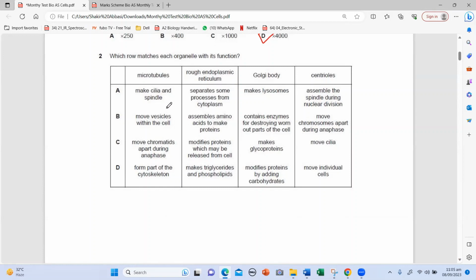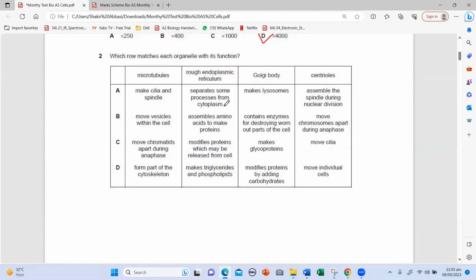So dear students, microtubules make cilia and spindle. Microtubules are very small, minute, tube-like structures. So they make cilia, they make spindle, they make mitotic apparatus. And RER separates some processes from the cytoplasm, because RER is made of vesicles which are enclosed. So obviously, RER is like closed boxes. So what occurs inside the RER is different from what occurs in the cytoplasm.